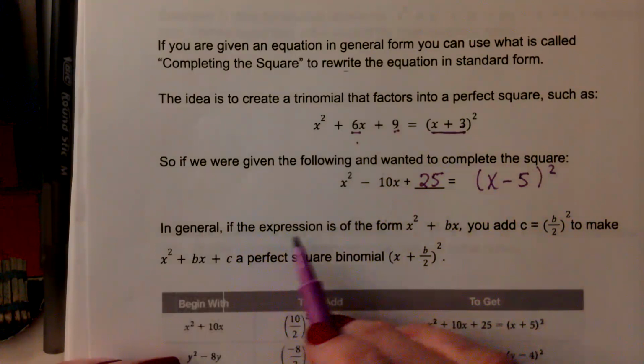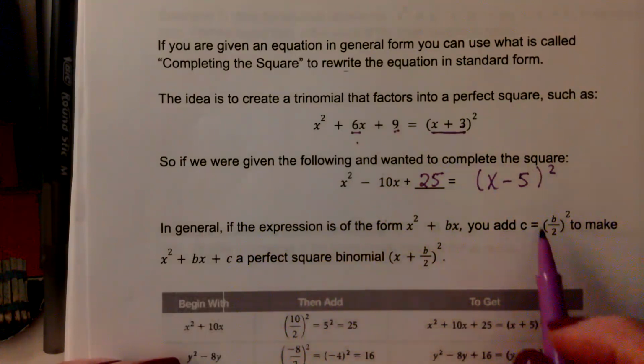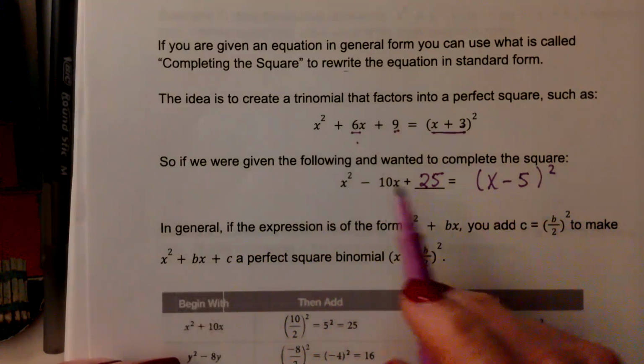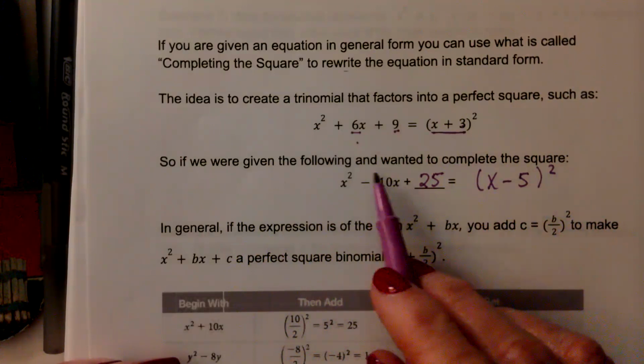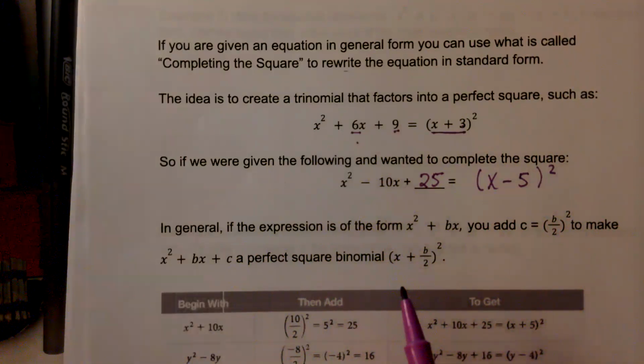So in general, if the expression is of the form x squared plus bx, you can add c, which is really just b divided by 2 squared. So whatever your b coefficient is, you're going to divide by 2 and then square that. If you add that, that will create a perfect square.